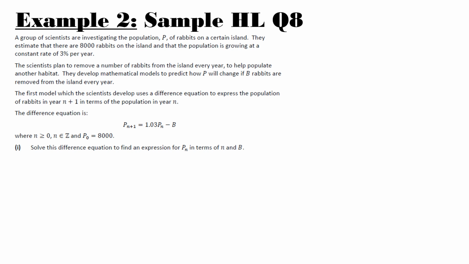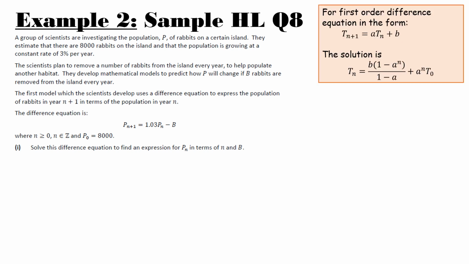Solve this difference equation to find an expression Pn in terms of n and b. So the first thing to note is that we have a first order difference equation in this form. So our form is Tn plus 1 equals A Tn plus B. So here is my A and here is our B. So that means to solve this, we get Pn equals B, which is minus B.